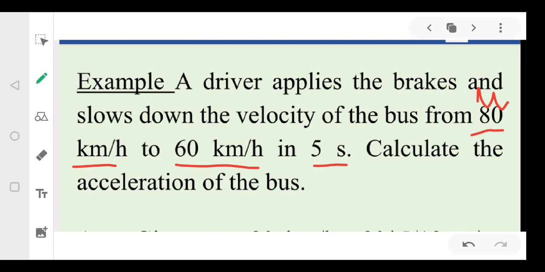Now after 80 km per hour it has applied brakes, and after brakes were applied the velocity changed to 60 km per hour. So 80 will be u, that is initial velocity, and 60 will be v, that is final velocity, and time taken will be 5 seconds. So three things are given to us, and what we have to find is acceleration.